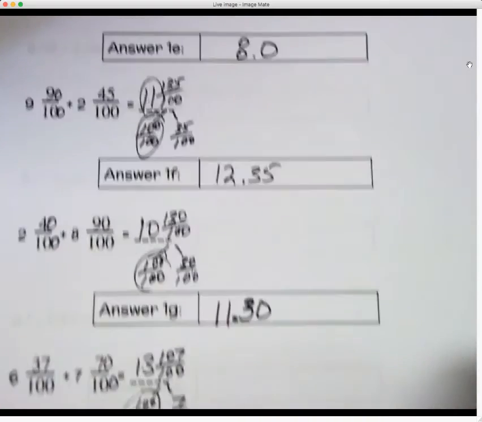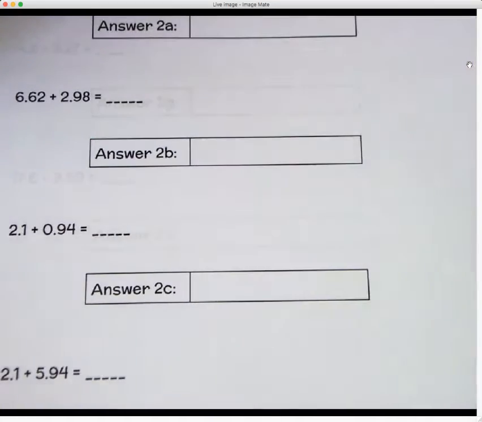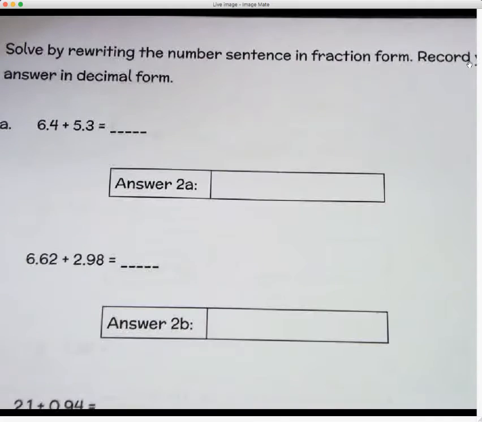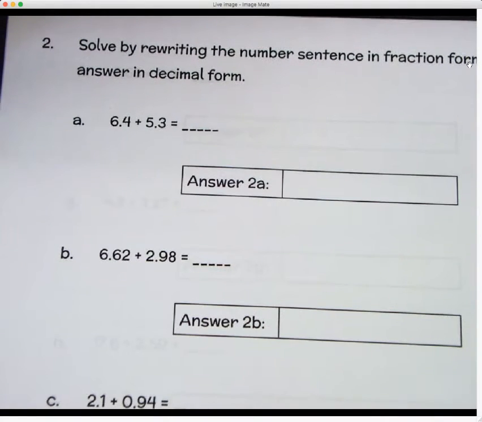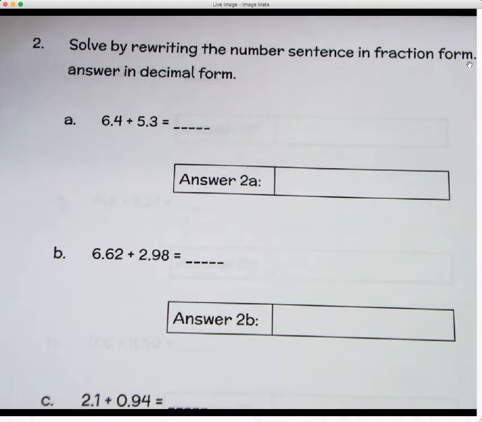Do we have some more to work? I believe we do. I believe we've got a bunch today. This time it says, solve by rewriting the number sentence in fraction form. Record your answer in decimal form. Okay, so we got to write it in fraction form and then put it back in decimal form.